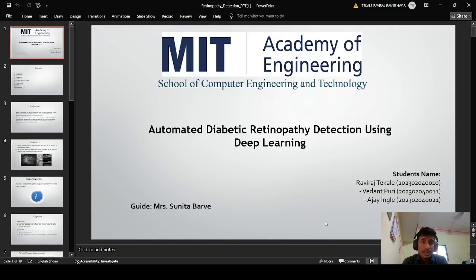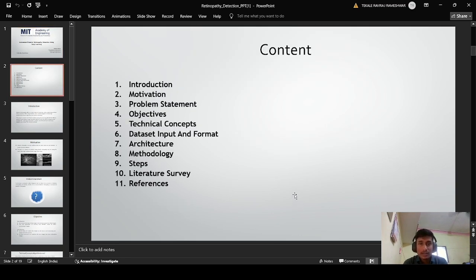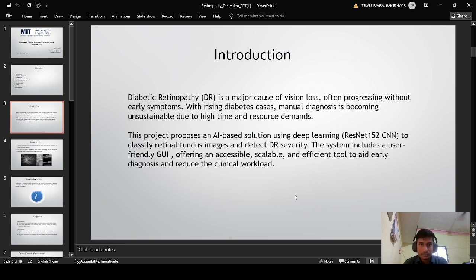Myself, Raviraj Tikare. Today, I am going to present our project PPT for automated diabetic retinopathy detection using deep learning. This project is done by Raviraj Tikare, Vedant Puri, and Ajay Ingre from the School of Computer Engineering. These are the contents we will discuss.